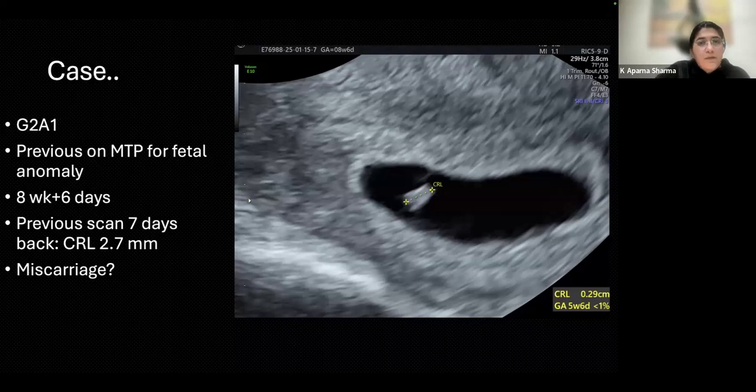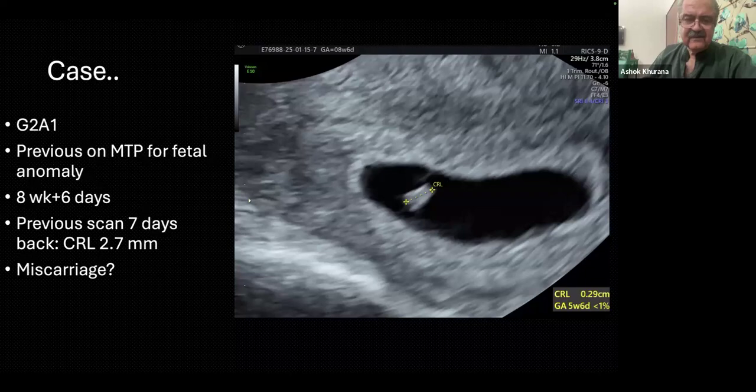Right. I think there's a lot of discussion around hematomas, and unless the patient is symptomatic, mostly they do subside, and they do not affect pregnancy. Very true.